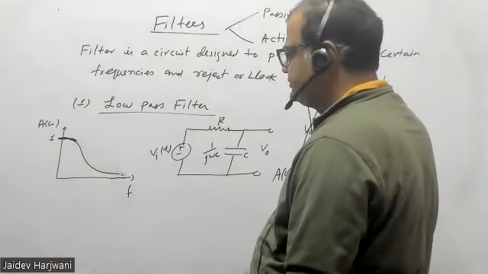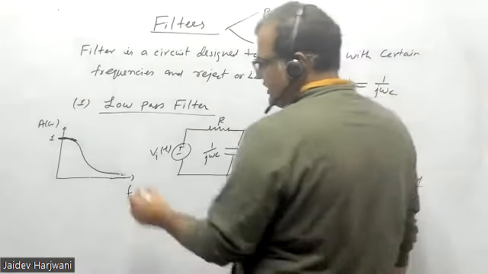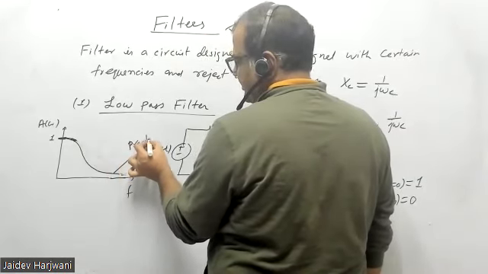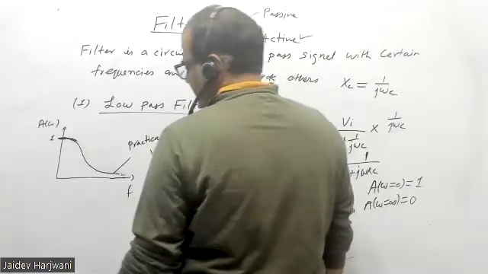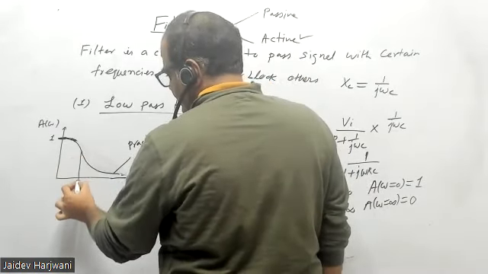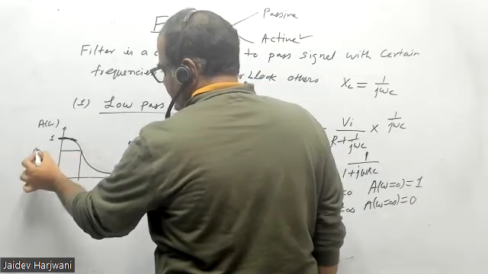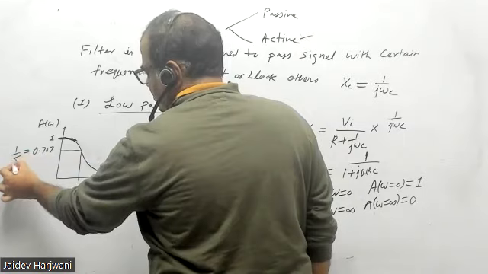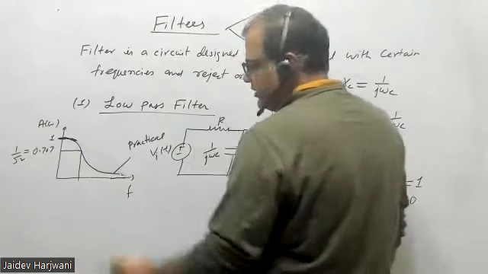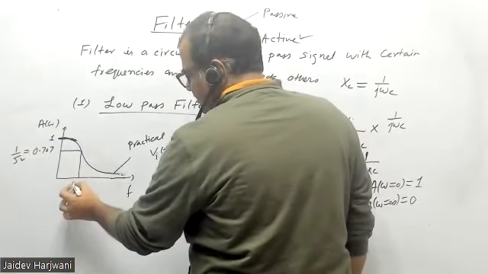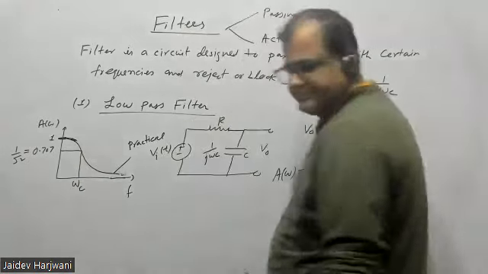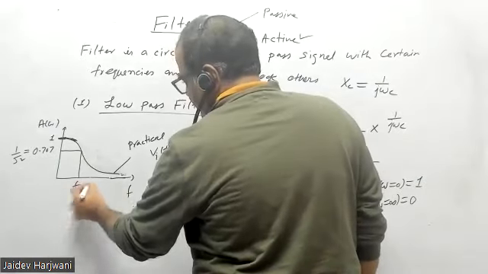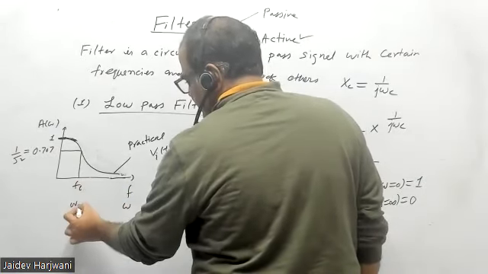So this is your actual graph, a practical graph of a filter. The frequency at which the gain remains 0.707 of the original, or 1 by root 2 of the original value, is called the cutoff frequency of the filter. If you write it as f c, generally it is f c. If you write omega, then it will be omega c.